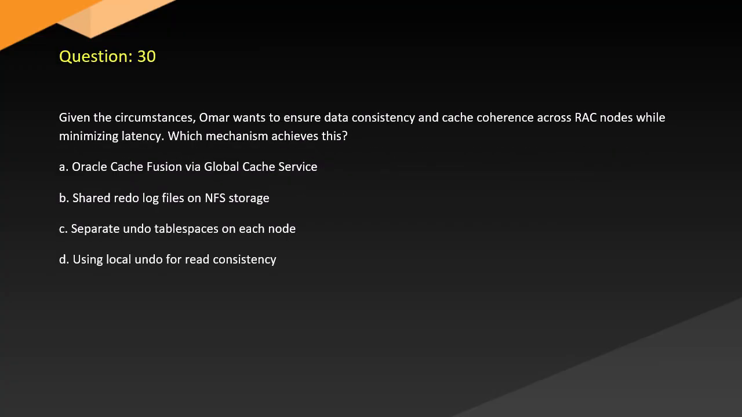Question 30. Given the circumstances, Omar wants to ensure data consistency and cache coherence across RAC nodes while minimizing latency. Which mechanism achieves this? A. Oracle Cache Fusion via Global Cache Service. B. Shared redo log files on NFS storage. C. Separate undo tablespaces on each node. D. Using local undo for read consistency.